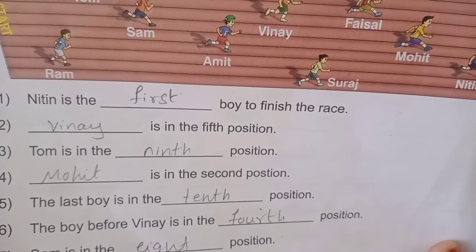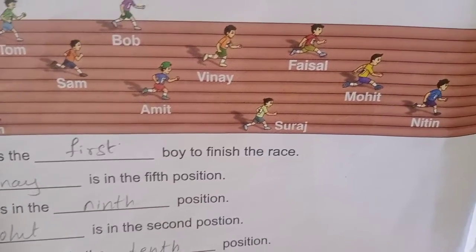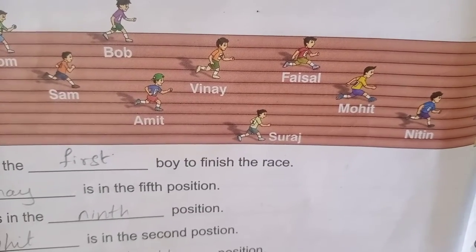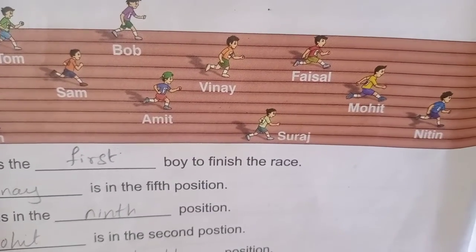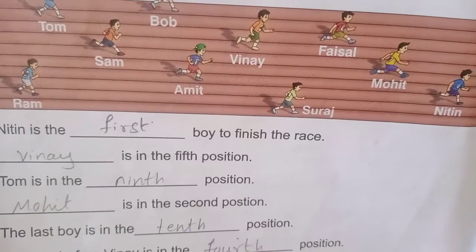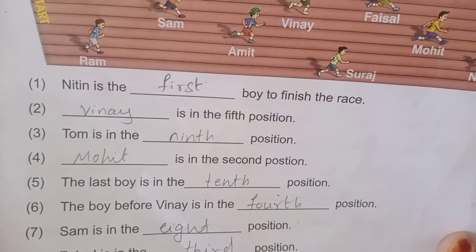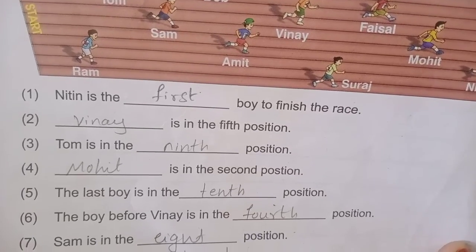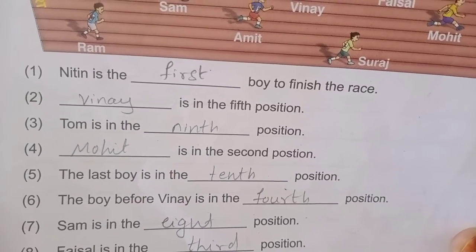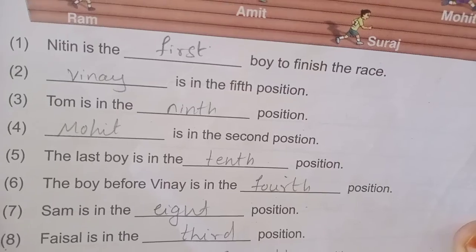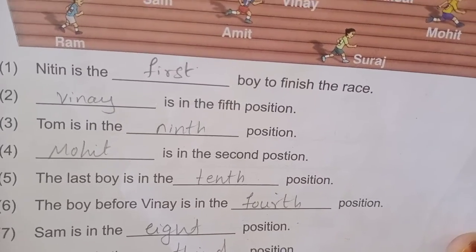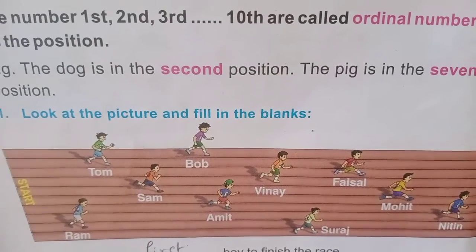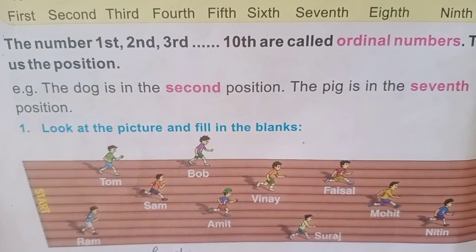The 6th one, the boy before the winner is in the dash position. See, first Nitin, second Mohit, Faisal 3rd, Suraj 4, Vinay 5. So before Vinay who is there? Suraj. So Suraj is in the 4th position. We should write the boy Suraj is in the 4th position. F-O-U-R-T-H, 4th we should write. Okay. So like this we should understand the position by using the ordinal numbers.